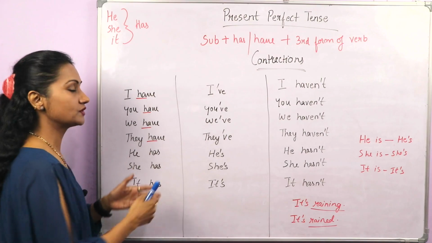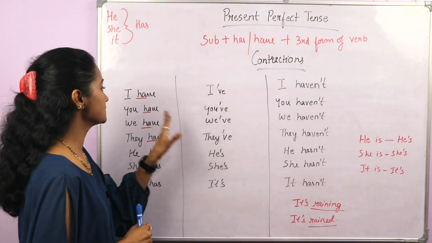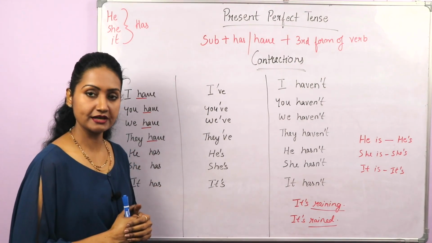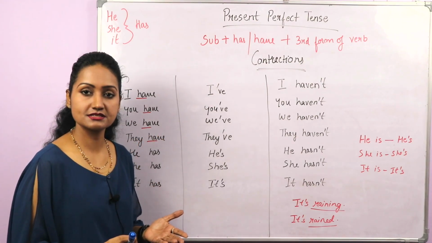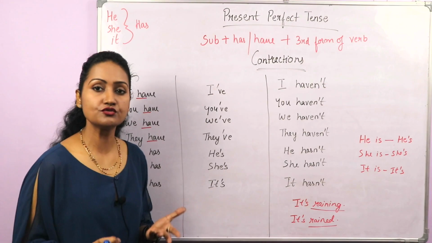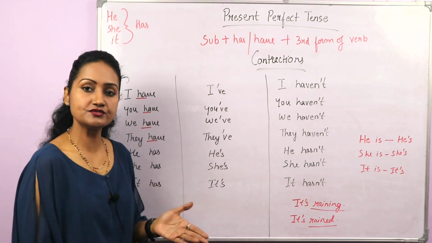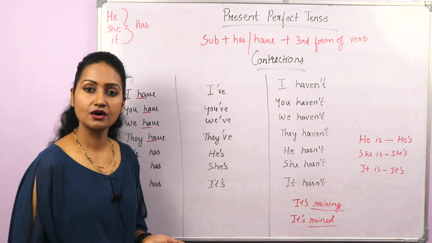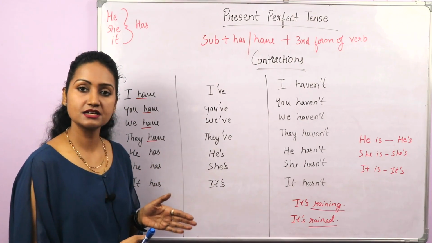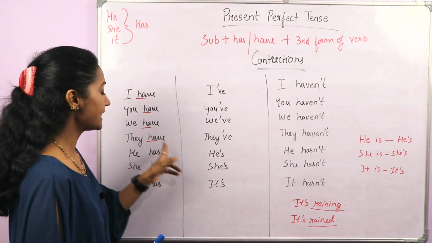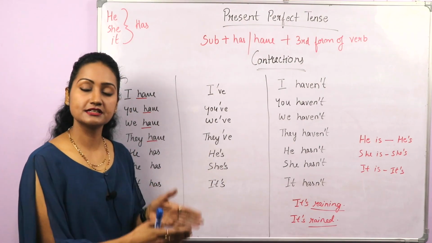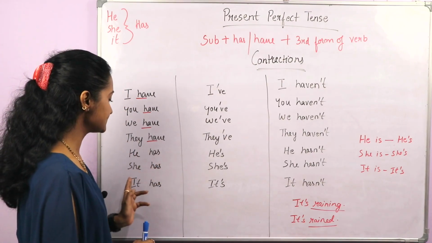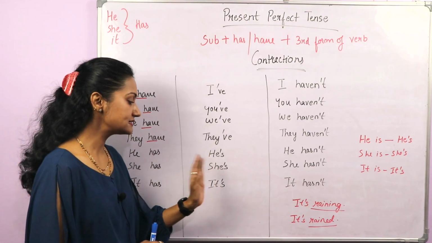All right, now look at the pronunciation. I have, so contraction is I've. I have done this, I've done this. Next is you have, you've. You have done that, you've done that. We have is we've. We have done that, we've done that. They have is they've. They have done that, they've done that. Now he has, she has, it has is he's, she's and it's.